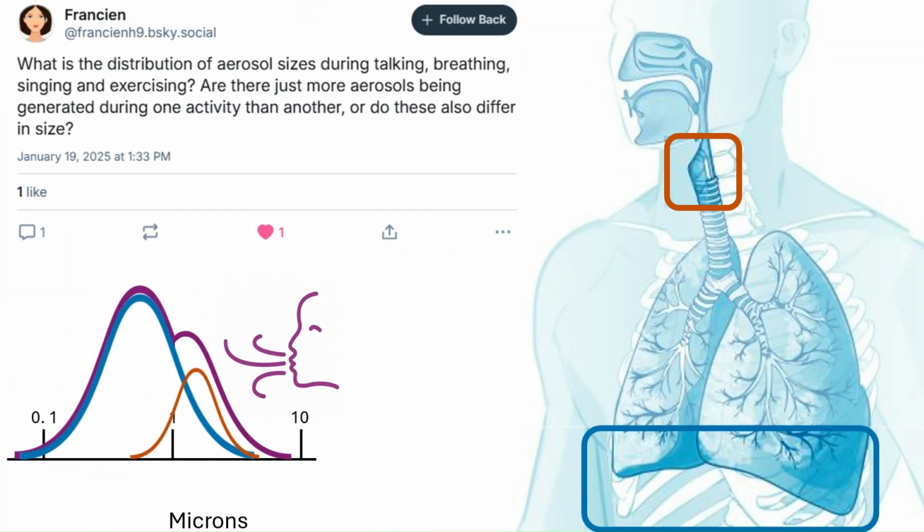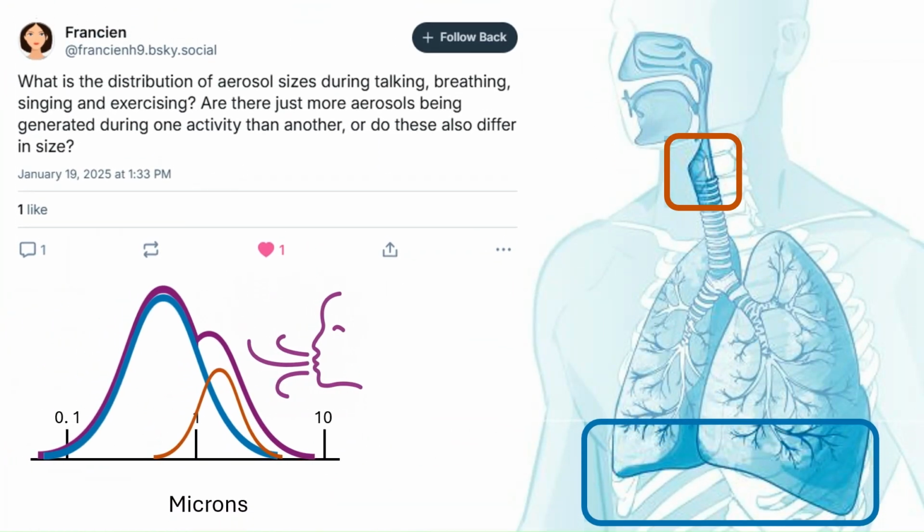So getting back to the original question, the size distribution of exhaled aerosol during talking and breathing are different, and there are mechanistic reasons for this. Along with size and numbers, given the aerosols produced in different regions in the respiratory system, the composition of the aerosol will be different as well.